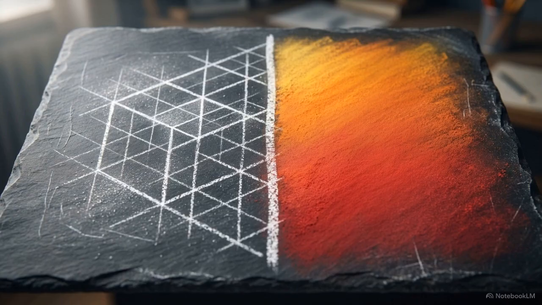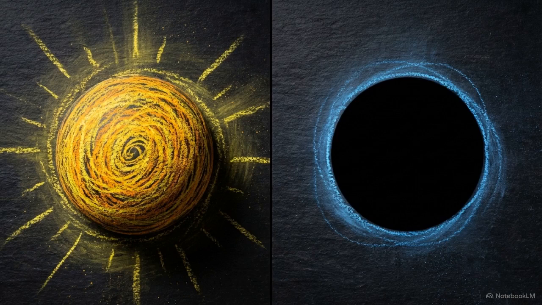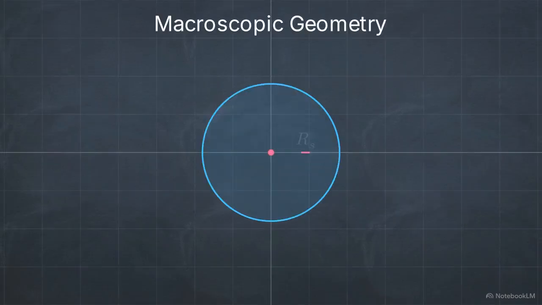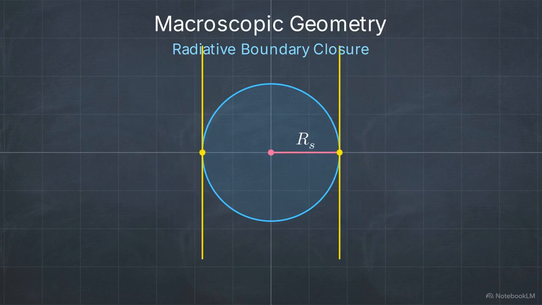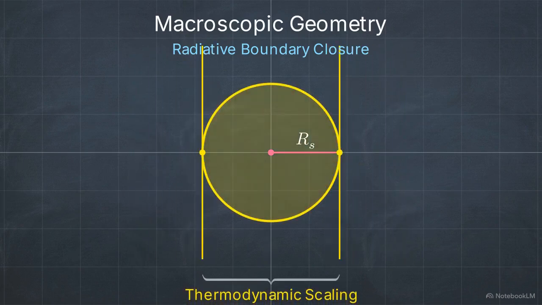Because of this, geometry and thermodynamics are generally treated as mathematically independent structures. This suggests that black hole thermality is an isolated quantum exception, rather than a standard result of macroscopic rules. We need to determine if macroscopic geometry alone can dictate thermodynamic scaling without requiring the input of quantum field theory.